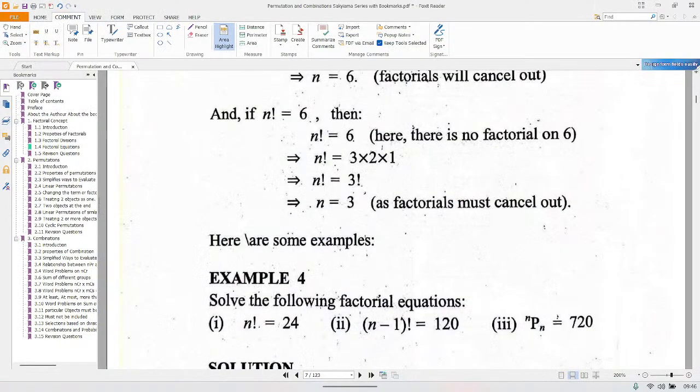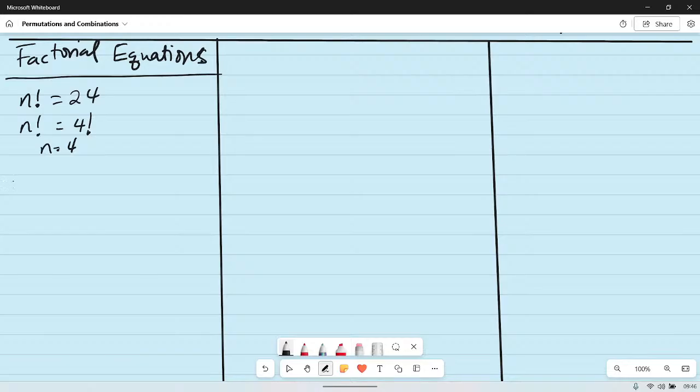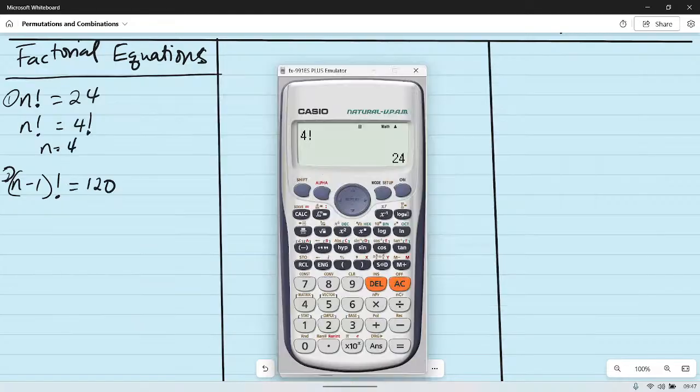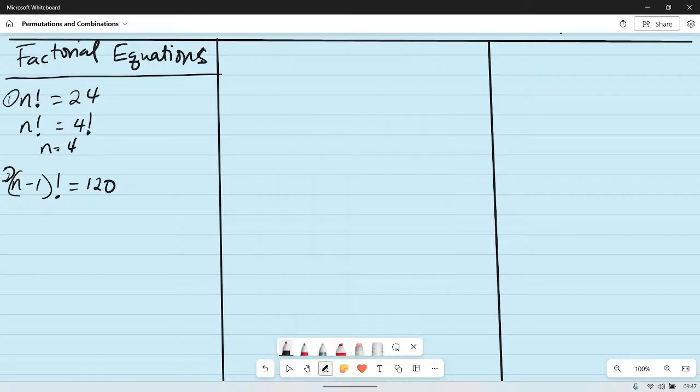Another one: (n minus 1) factorial equals 120. So what factorial will give you 120? Let's check. 5 factorial is 120. So (n minus 1) factorial equals 5 factorial. The factorials cancel each other. Then you get n minus 1 equals 5, so n equals 6.